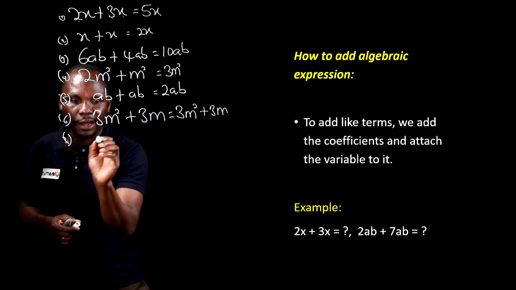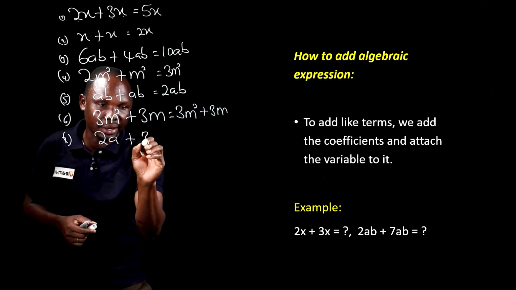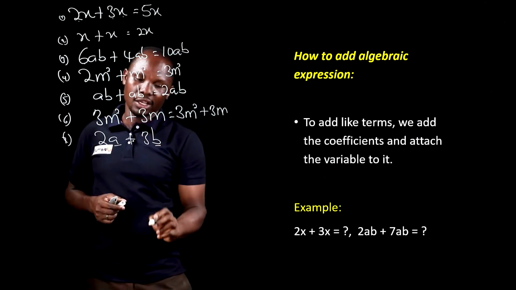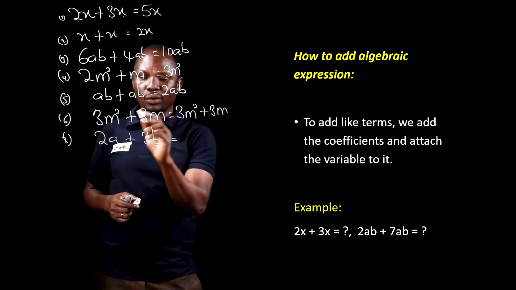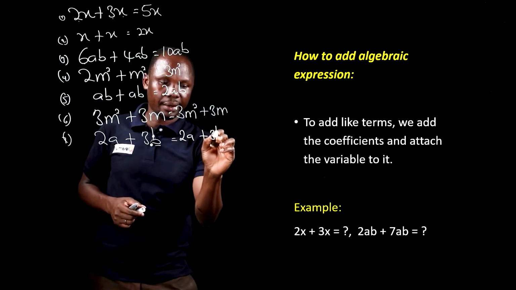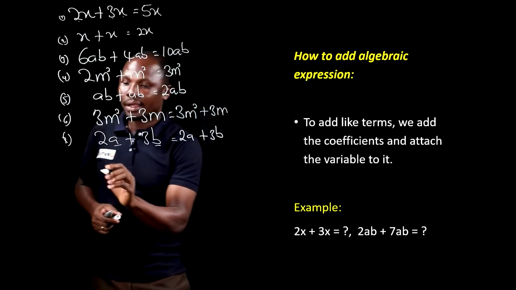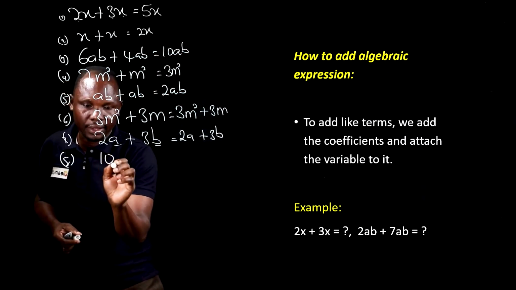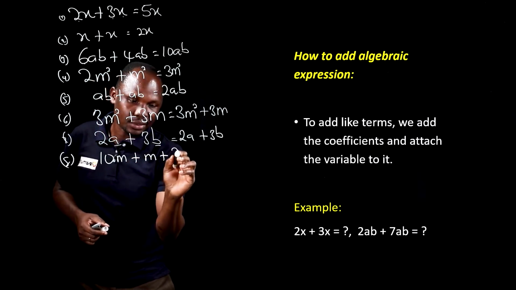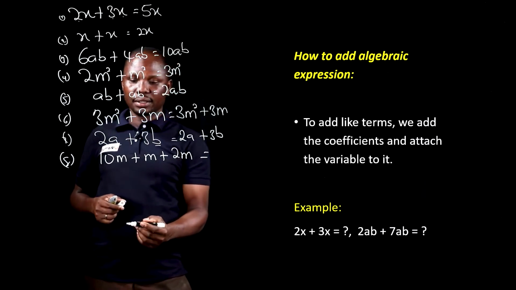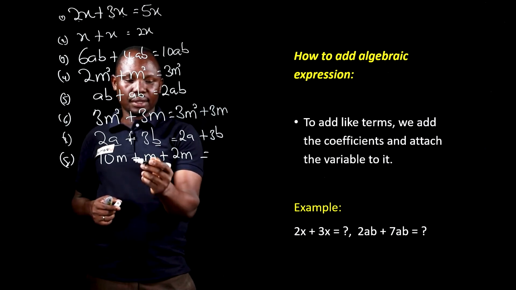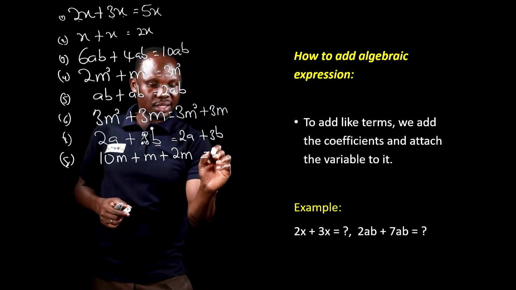So if we have 2a plus 3b, the variable here is a and the variable here is b. So they are unlike terms. So when you add, the result remains the same, 2a plus 3b. And then if we have 10m plus m plus 2m, the coefficient here is 1. So 10 plus 1 gives us 11 plus 2, 13. So it will be 13m.